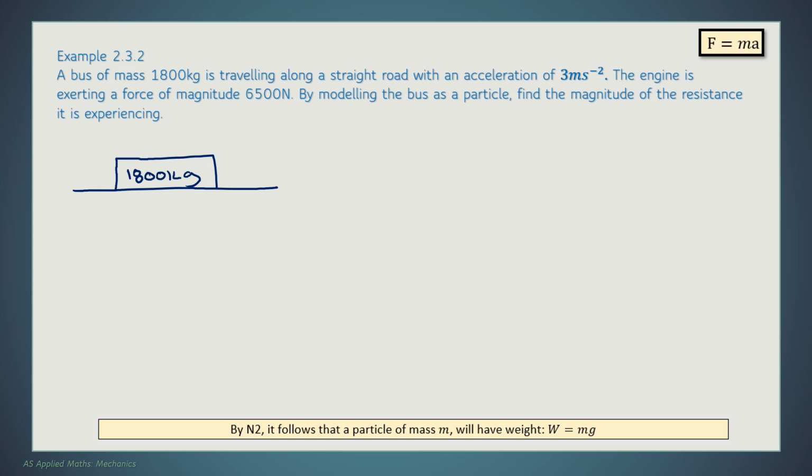So we're travelling with an acceleration, so I'm going to draw mine going to the right. So I've got an acceleration of 3. The engine is exerting a force of magnitude of size 6,500 newtons, so that will be going in the direction of motion. So we've got 6,500 newtons going towards the right. By modelling the bus as a particle, find the magnitude of the resistance. So find the size of the resistance. So that's going to be going in the opposite direction because it's resisting the motion.